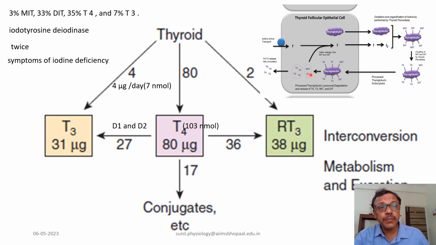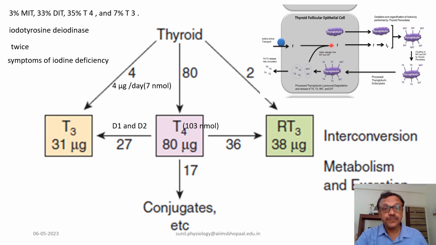Approximately 3% is MIT and 33% is DIT, and 35% is T4 and 7% is T3 that is being formed. So from the 3% of MIT and 33% of DIT, the iodine is recycled again for the synthesis of the hormone, which is approximately double the amount which is taken up from the blood for the synthesis of the hormone.